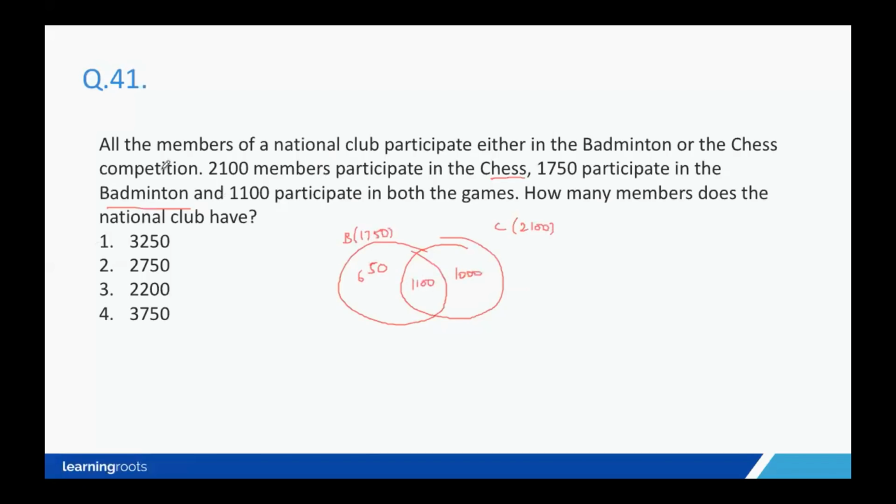We know that all the members participate either in this or in this. That means there is no member who is participating in neither. So how many members does the club have? Just add this up. Again, don't add this plus this. You can simply take 1750 because you know that the sum of this is 1750. So 1750 plus 1,000 will be 2750. So answer option 2 will be the answer. The second method that you can use is something called a double set matrix, and I'll probably tackle that in a question that will come up soon.